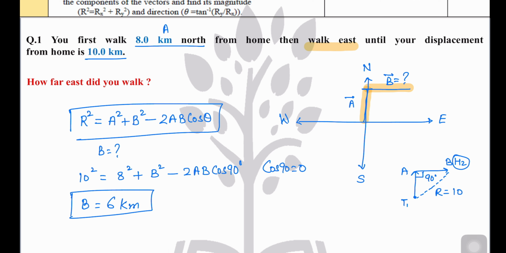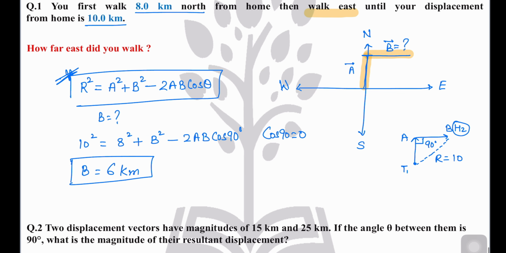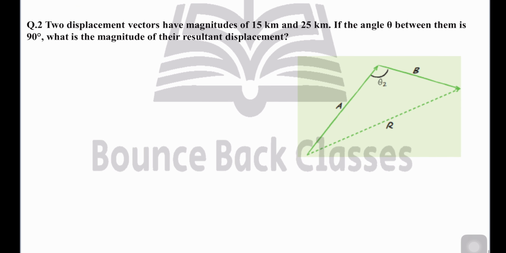Clear? Fine. So I told you, whenever the angle is given, apply this. First question. Second is more interesting. Two displacement vectors have magnitude this and this. A is given 15 kilometer. B is given 25 kilometer. R square equals A square plus B square minus 2AB cosine theta.